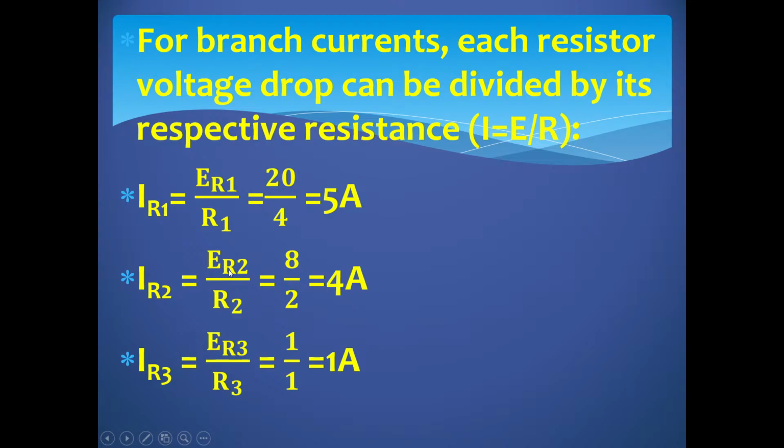Similarly, current through R2 is what? Voltage across R2 divided by the R2 value. ER2 value is 8 volts, R2 value is 2 ohms. So just divide this, you will get 4 amperes. Similarly, IR3 is ER3 by R3. ER3 value is 1 volt and R3 value is 1 ohm. So just divide it, you will get 1 ampere.